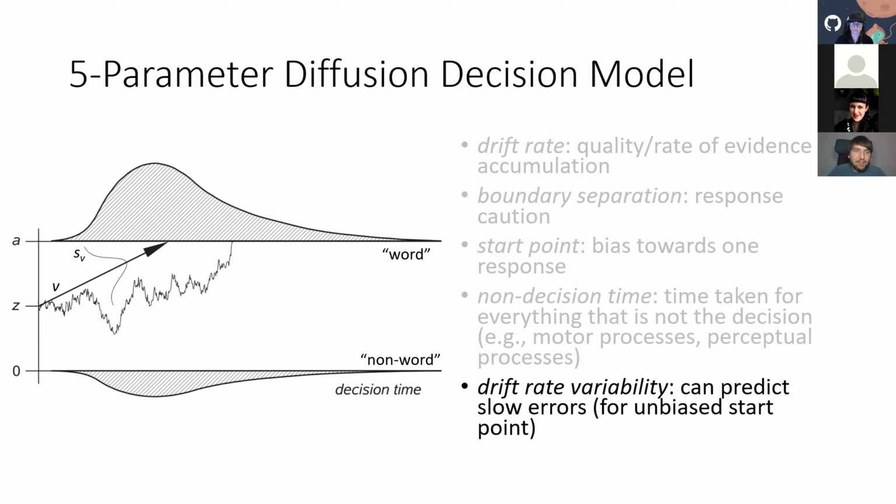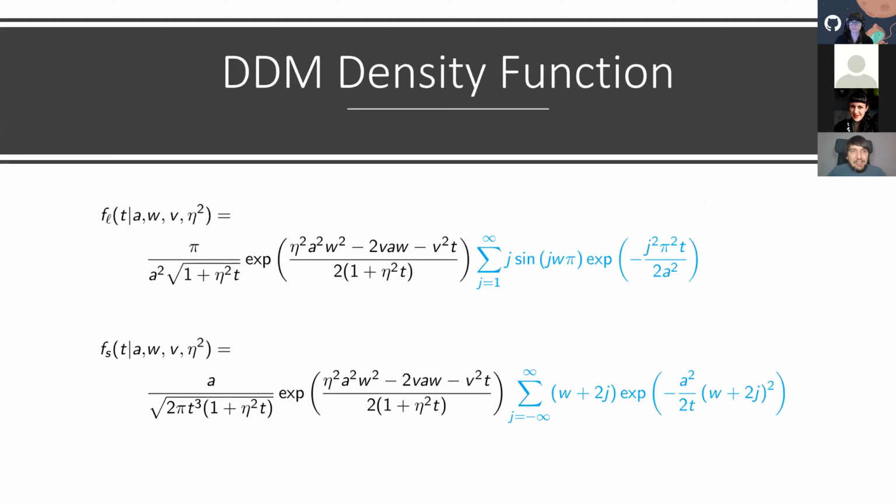So it is kind of an interesting idea. Could we add this also to Stan? The problem, of course, is that the DDM density function is not very simple. Let's use this word.